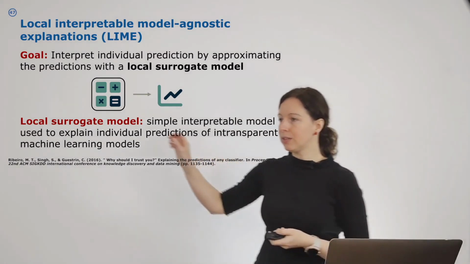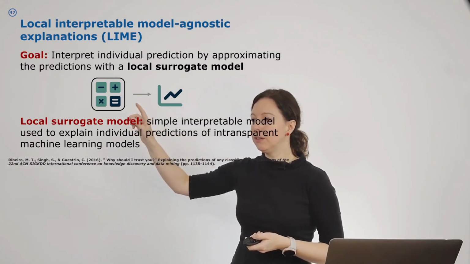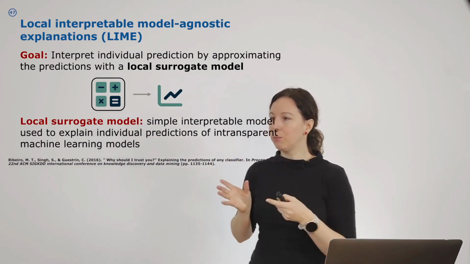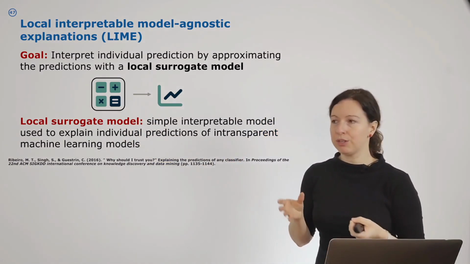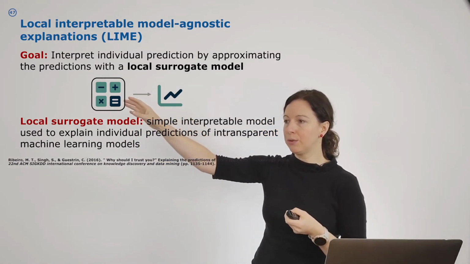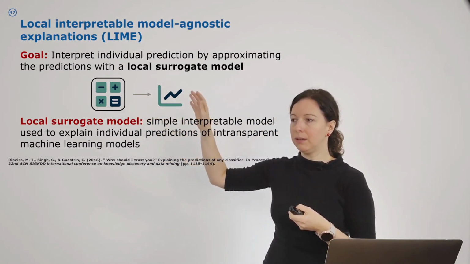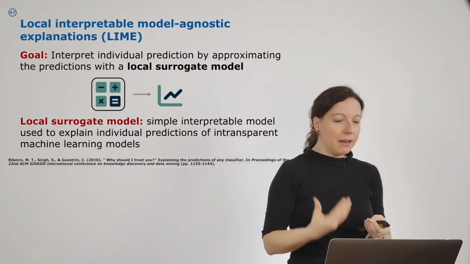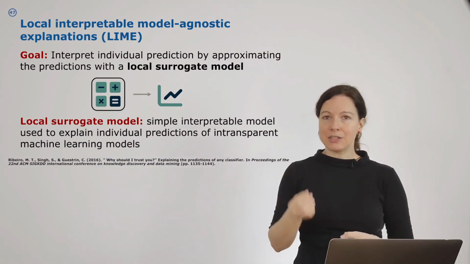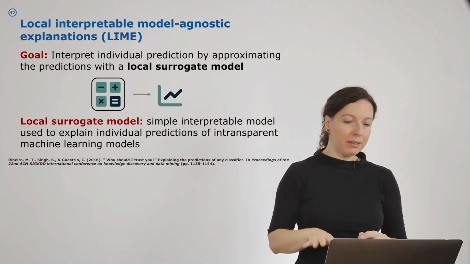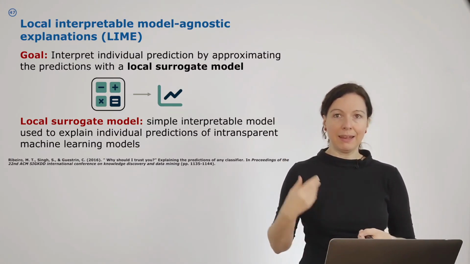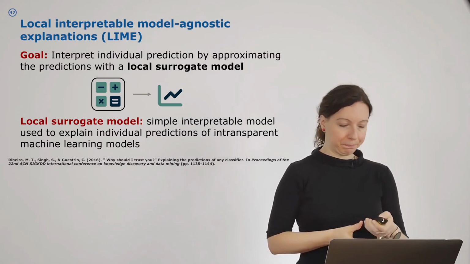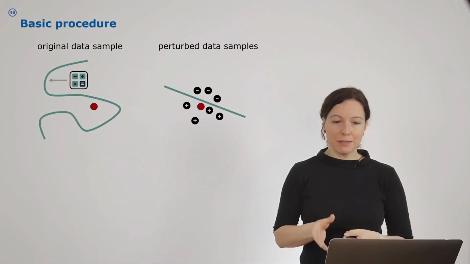So this is illustrated here. You have your machine learning model, a black box model, something is happening and you want to analyze one specific prediction. So you do not have a look here anymore, but you have a local surrogate model which is easy to interpret. A local surrogate model is generally a simple interpretable model used to explain individual predictions of intransparent machine learning models. So what is the basic procedure?